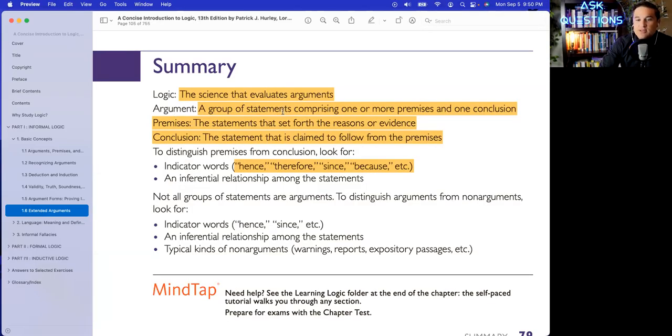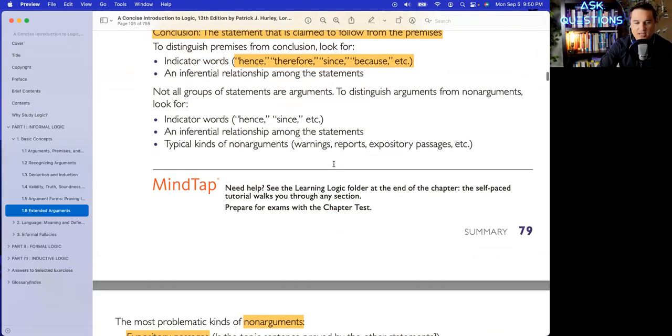Argument, a group of statements that has premises and a conclusion. The premises are the statements that are alleged to be the reasons or evidence in favor of the conclusion. And that's the statement that is alleged or claimed to follow from the premises. And last time we looked at special clue words or indicator words that are signals to us that a premise or conclusion may be nearby, like the words hence and therefore. They indicate a conclusion; since and because are premise indicators.